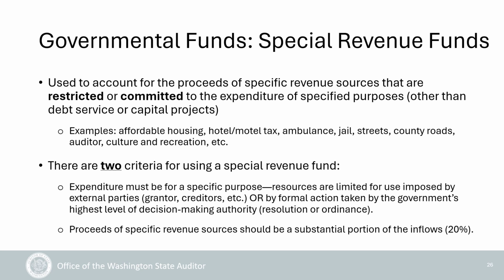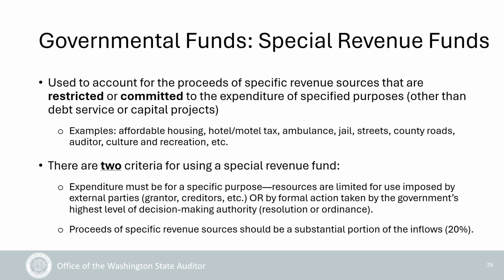The expenditure must be for a specific purpose. That means it either has to be restricted or be committed. Restricted means some external party said you can only use this money for this specific thing. An example of that is lodging tax. You are allowed to collect lodging tax by state law, but that law also says you have to spend the revenues on tourism. The law is an external force and it is restricting what you are allowed to spend that lodging tax money on.